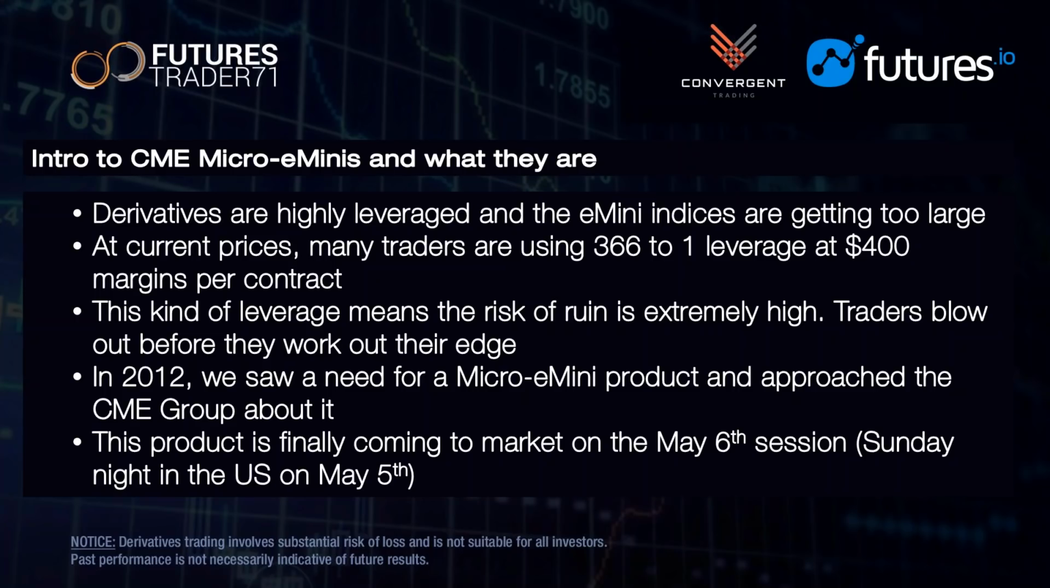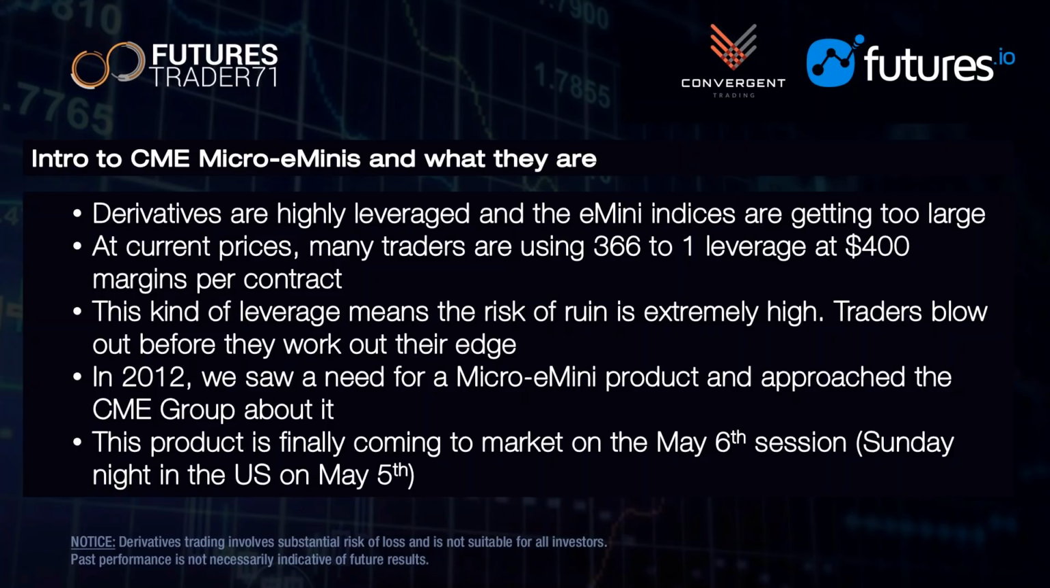Really, it's not wise. At current prices, many traders are using 366 to 1 leverage, 366 to 1 notional versus their account equity. This kind of leverage means the risk of ruin is extremely high. Traders blow out before they work out their edge. It takes time to work out your edge and your method, your control, all that stuff. It takes a long time, and most people lose too much to give themselves the time to do so. I saw this early on as I got involved with the public. I came online, I think in 2008 or something, and one of the biggest things I saw is that traders generally struggle with their losses, and a lot of it has to do with fear, and the fear is exacerbated because there's so much leverage out there.